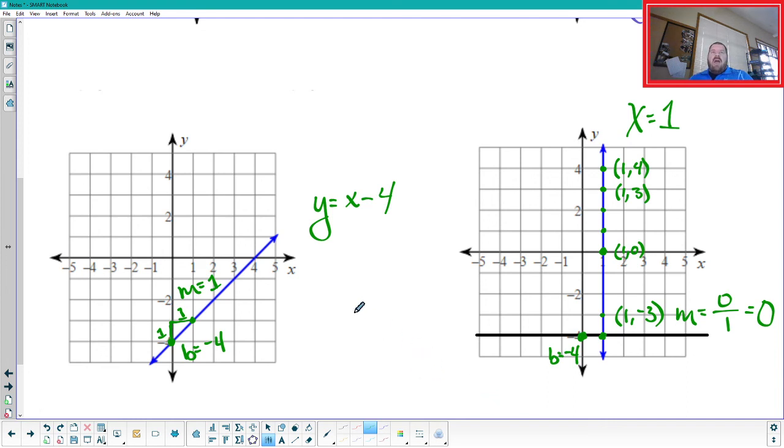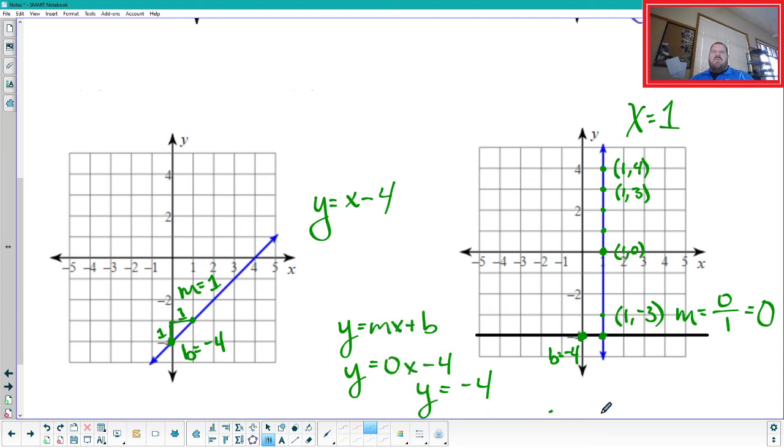Now, if I write that as y equals mx plus b, where the m is the slope and the b is the y-intercept, here's what I get. 0x, and then b is -4. And then 0 times anything is just 0, so this is really just y equals -4.